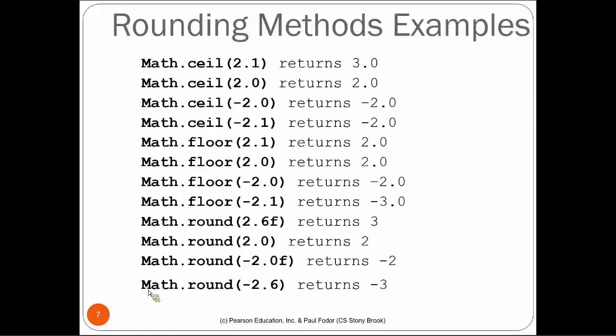And here we have a couple of examples. The ceiling of 2.1 is 3.0, the ceiling of 2.0 is 2.0, the ceiling of minus 2.0 is minus 2.0, the ceiling of minus 2.1 is minus 2.0, because these are negative numbers, minus 2.0 is greater than minus 2.1. The floor of 2.1 is 2.0, so is the floor of 2.0. The floor of minus 2.0 is minus 2.0, and the floor of minus 2.1 is minus 3.0, and so on. Basically, you can apply the round and the rint functions.